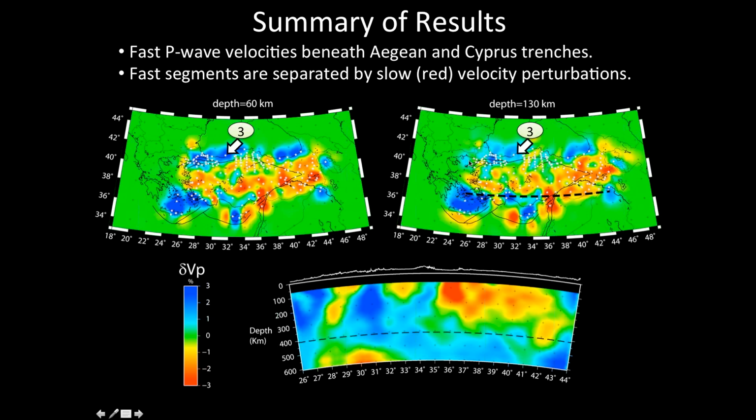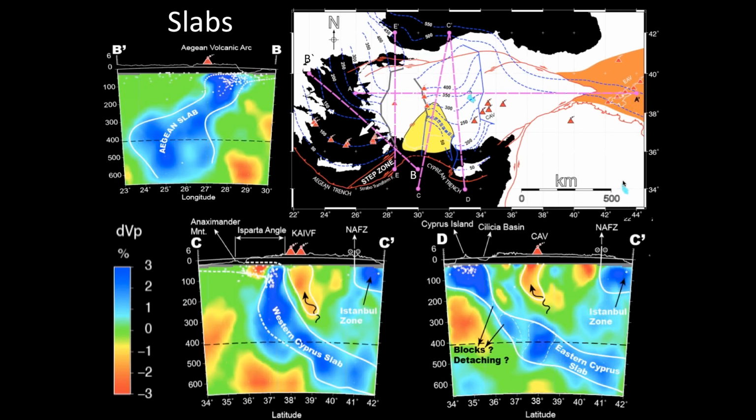So the major features that we identify in our study are these fast velocity anomalies associated with the Aegean trench and Aegean subduction zone, and the Cyprus subduction zone, these two anomalies. And we are identifying that these two anomalies are separated by slow velocity anomalies, this red pattern that you're seeing here. As a third one, we are identifying some fast velocity anomalies at shallower depths on the northern block of the North Anatolian fault in its western section. We are also identifying slow velocity anomalies associated with the East Anatolian plateau in the east.